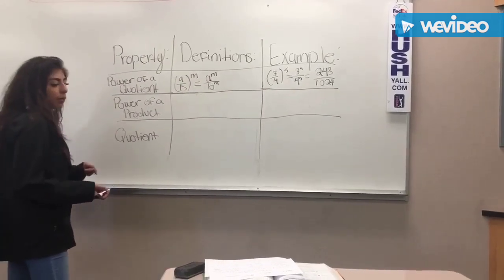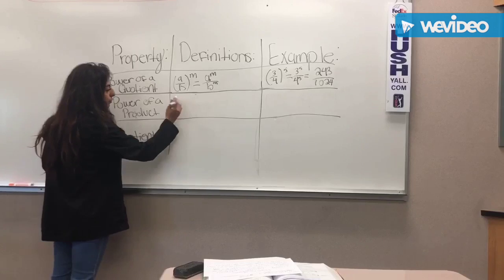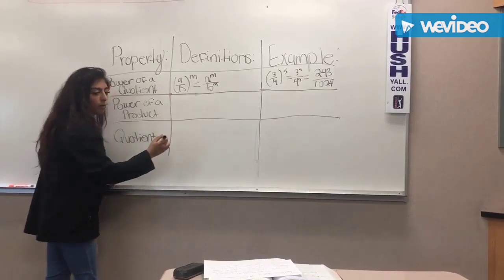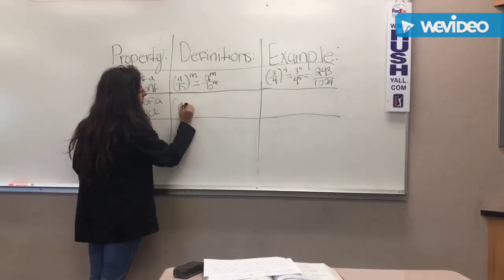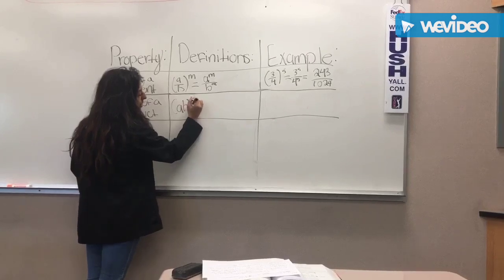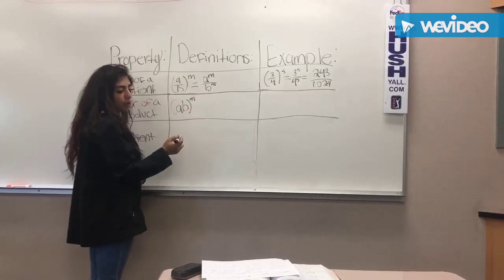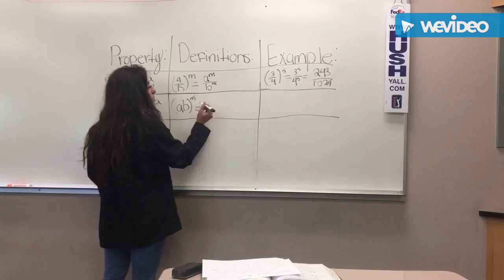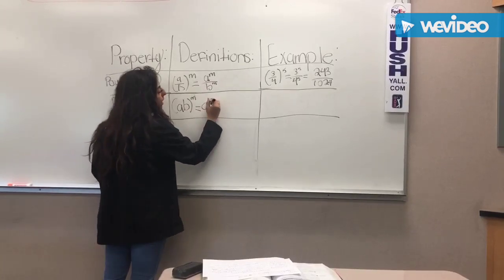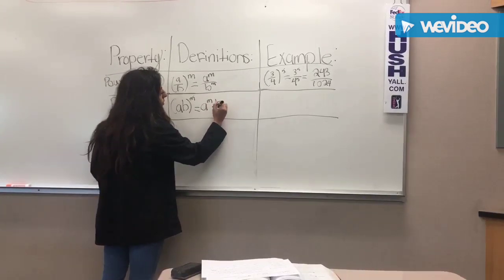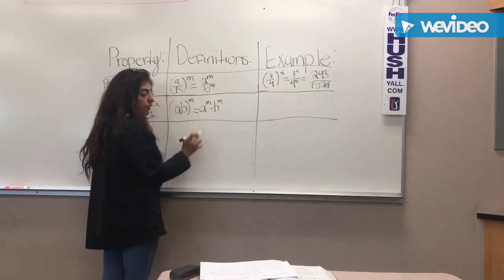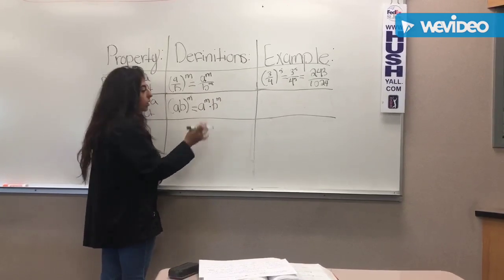So that would simplify for the power of a quotient. Now we do the power of a product, and we have the variables multiplied together, and then the exponent is going to be on the outside again. This is kind of similar to the last one. The a gets the m, and so does the b. They both get m's, except in this one, they're multiplied by each other.